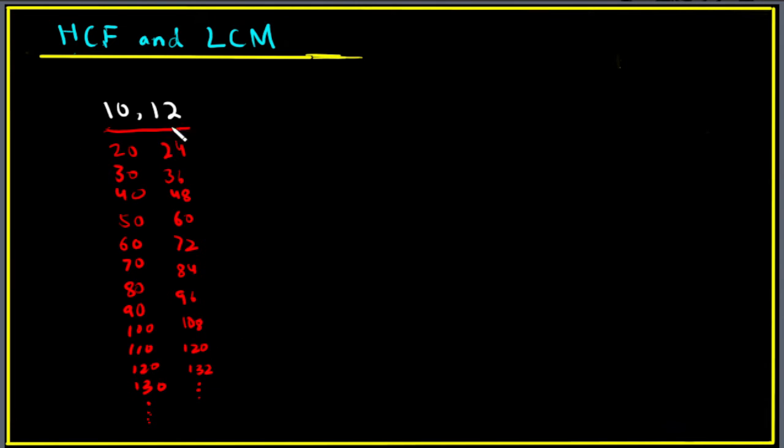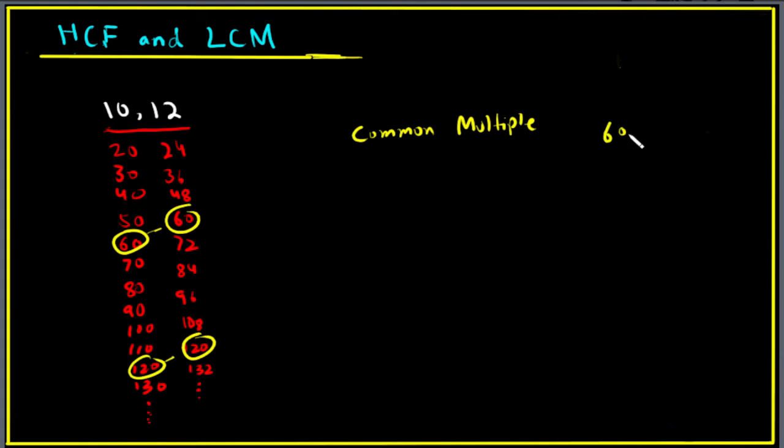By the way, these are called multiples. I've just written down multiples of these two numbers. If I want to find a common multiple, the common multiples are going to be the ones that appear in both, like 60. I can see right there that it is present in both of these, and also 120, which is present in both. So the common multiples are going to be 60, 120, 180, and 240 perhaps, and there are going to be an infinite number of common multiples.